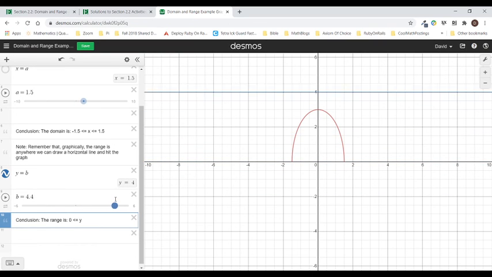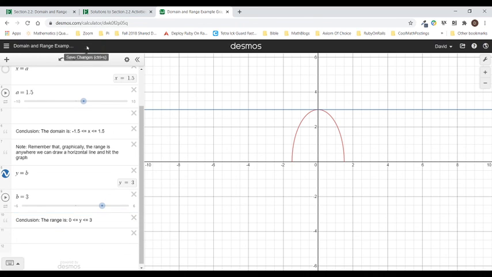I can see that 4 is too high. 2 is too low. I think we can just about get to 3. And I think 3 is the highest I can move that horizontal line and hit the graph. And so that's going to be the top end of the range. So I've got a domain that goes from -1.5 to 1.5. That's left to right. I've got a range that goes as low as 0 and up to 3, and that's bottom to top. And that's all you have to do to find domain and range graphically.